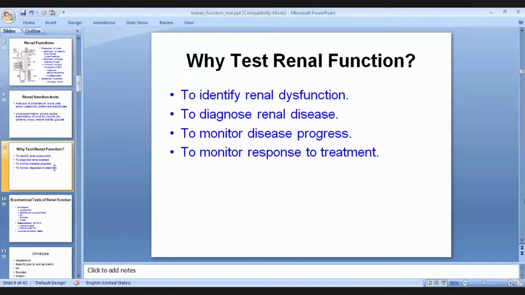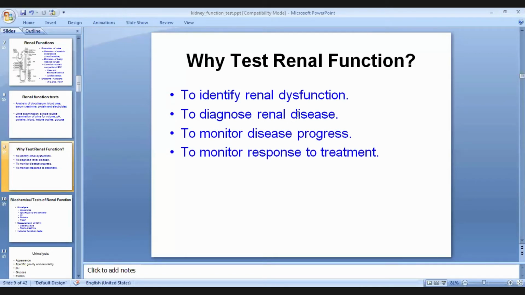So why do we need renal function tests? Different tests are needed to identify renal dysfunction. If there is any malfunctioning of the kidney, if it is not working properly, to identify that, to diagnose the different renal diseases, to monitor the disease progress, and also to monitor the response to treatment. If any patient is under treatment, in that case also these tests need to be performed. So these are the reasons why such renal tests are to be done.